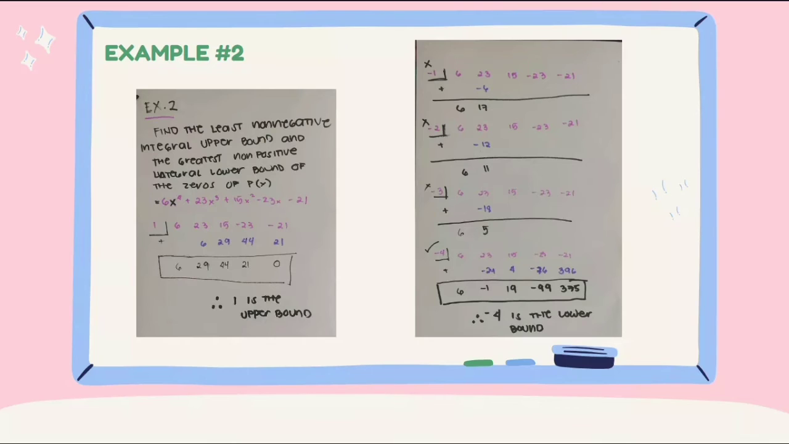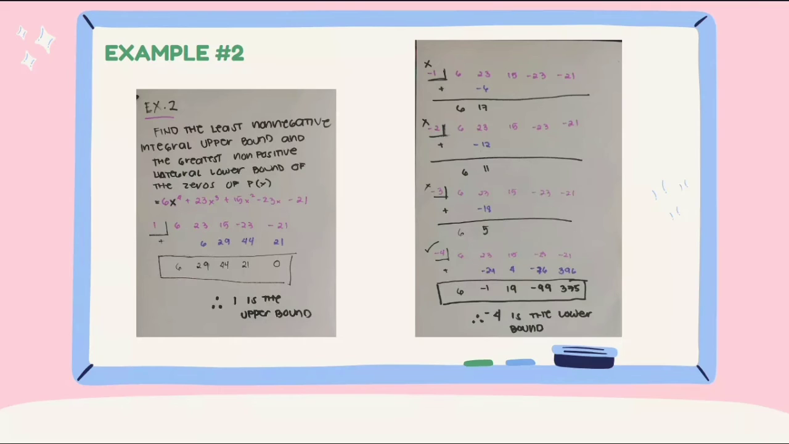Now let's solve for the greatest non-positive integral lower bound. Since the greatest non-positive is -1, we should start with it. Bring down 6. 6 times -1 is equal to -6. 23 plus -6 is equal to 17. If you can remember, lower bound is alternating in signs. So if the sums are positive and positive or negative and negative, will you continue solving or not? Of course, the answer is no.